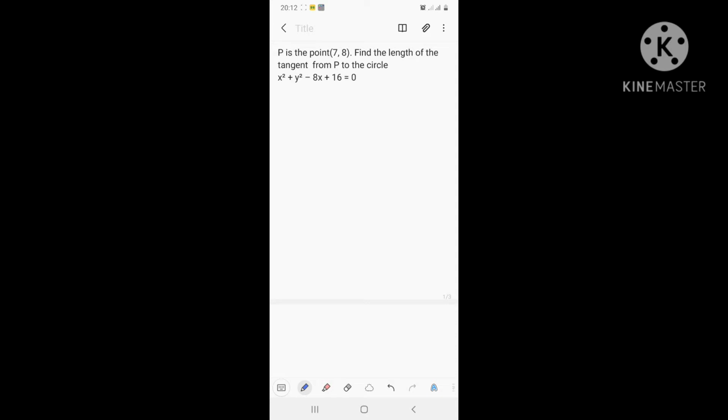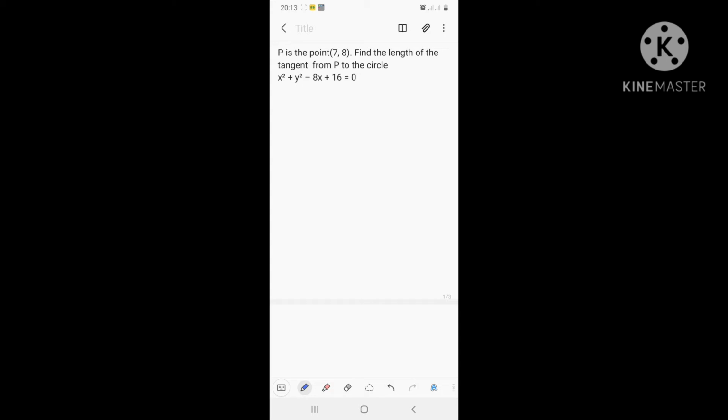Today, I'll take you through the length of a tangent from an external point to the circle with the simplest approach and the fastest approach indeed. There are lots of ways to find the length of a tangent from an external point, but this is the easiest I've seen so far.